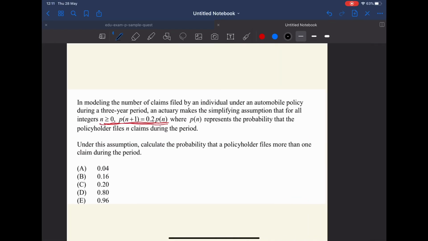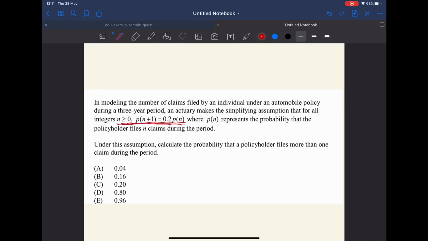So our answer choice is answer choice A. It's answer choice A, that is our answer. So the probability that more than one claim will be filed during the period is 0.04.